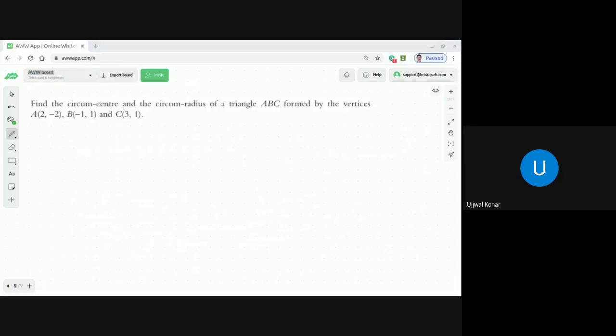So the point here is that you need to find the circumcenter and circumradius. But what is circum? What is circumcenter, circumradius? You may not be aware of it. Correct, dear students? Let me explain this to you. Let me draw in a different color.